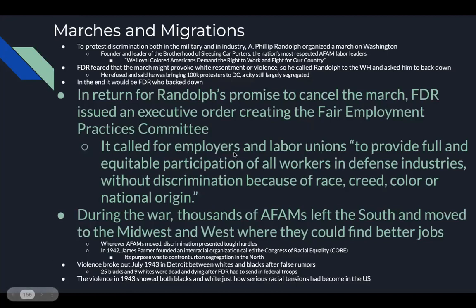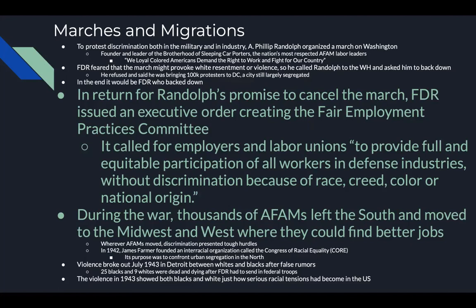So to protest discrimination in the military and in industry, A. Philip Randolph, remember that guy? We've heard him before. Organized a march on Washington. He was the founder and leader of the Brotherhood of Sleeping Car Porters. Let me know if that rings a bell. The nation's most respected African American labor leaders. He said, "We, loyal colored Americans, demand the right to work and fight for our country."